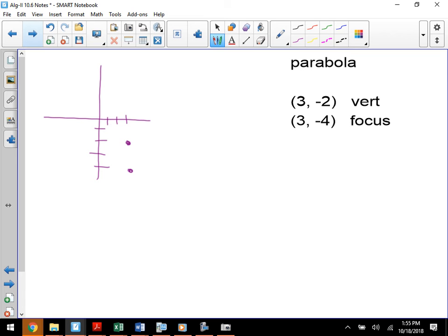Anyway, so if my vertex is at (3, -2), my focus is at (3, -4), what direction is this moving? Now, here, when you have the parabola, what's your h and k? It's the vertex.